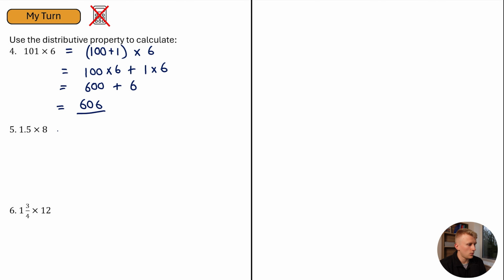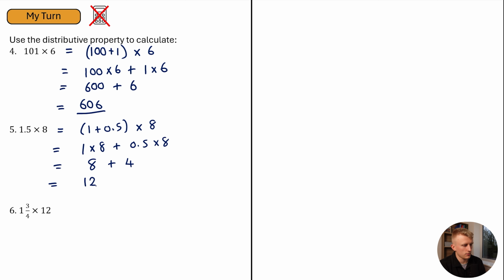Number 5, 1.5 multiplied by 8. So here what I can do is I can actually split my 1.5 into 1 add 0.5, and remember 0.5 is a half, and multiply that by 8. And what I can do is I can do 1 lot of 8 and then add on half of it. So we'll show this like this, 1 multiplied by 8, and then add on half of it. 1 multiplied by 8 is 8, and half of it is 4. 8 add 4 is 12.